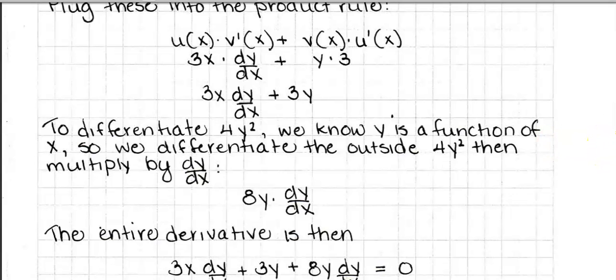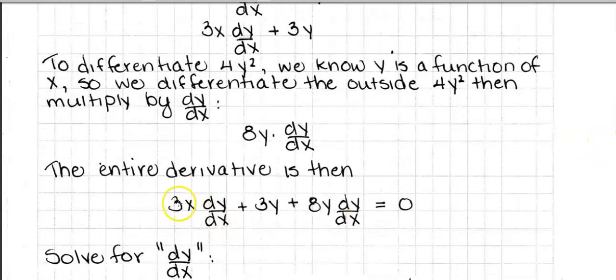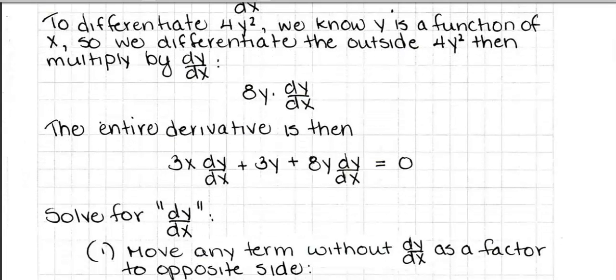The entire derivative, then, is the 3x dy dx plus 3y, that's from the product rule, and this is the derivative of the 4y squared term. Of course, the 10 on the other side gave us a derivative of 0 because it's a constant. The rest of the problem is just algebra. Now all we have to do is isolate dy dx.